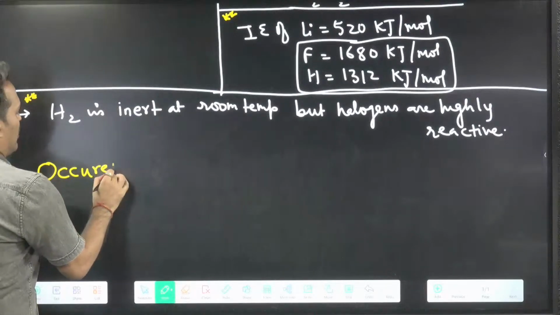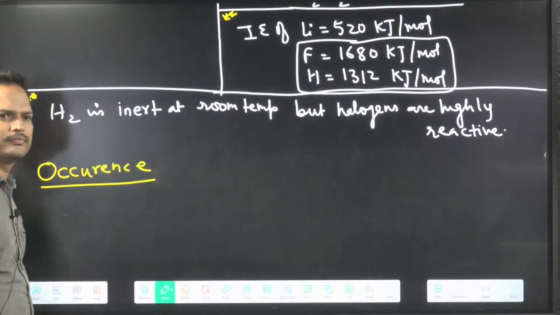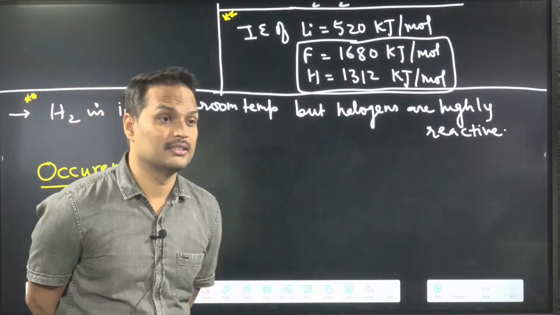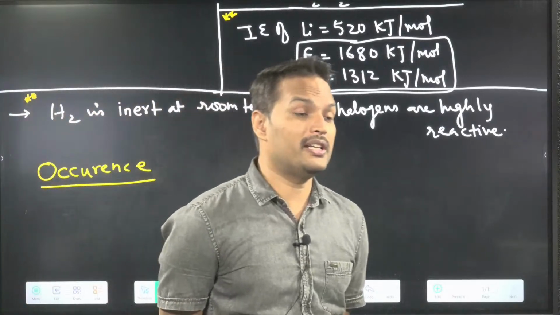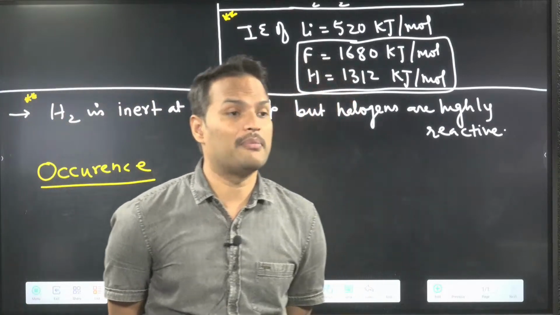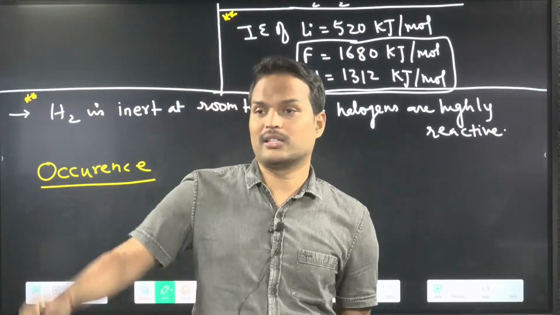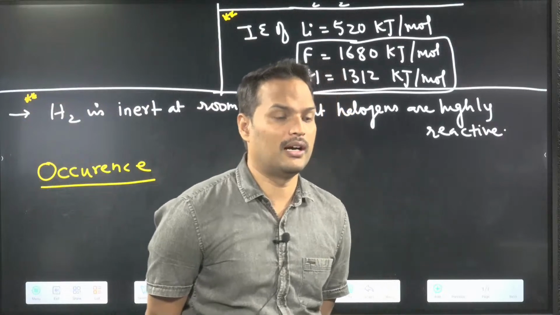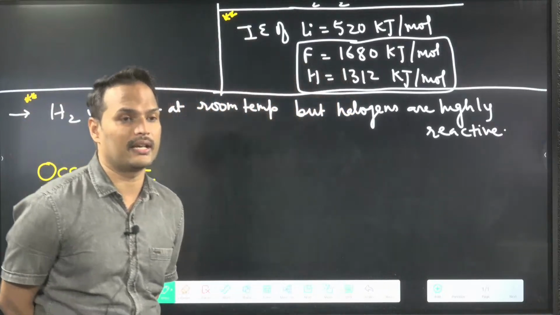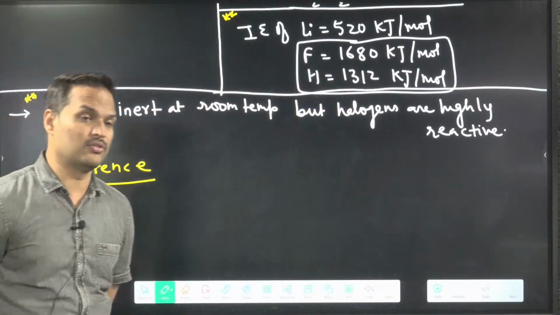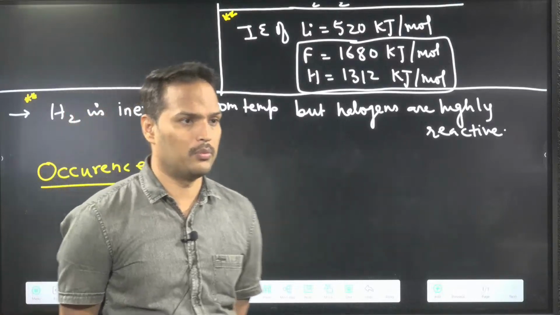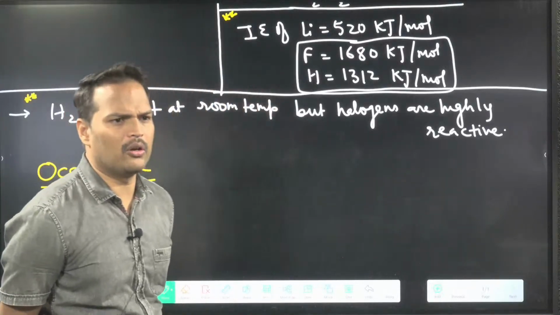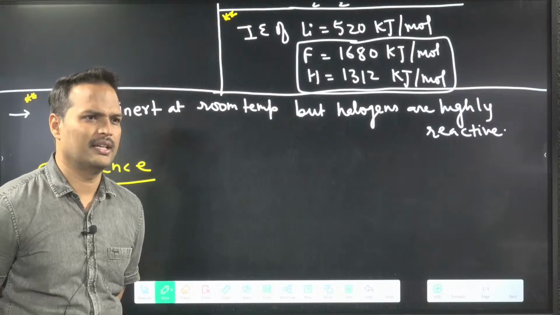Let's come to the next topic, that is occurrence. Small size. Bond energy is very high. You remember chemical bonding, when we draw that graph of VBT, we take hydrogen as the example. The bond energy is 436 kilojoule per mole. So we will write all these points.